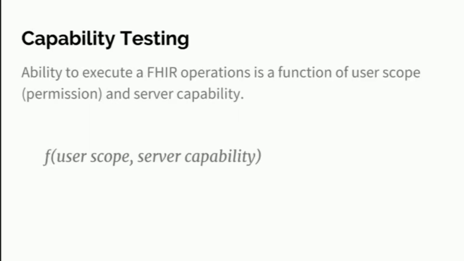So capability testing, the non-build-it-multiple-times approach, is using the capabilities of your FHIR server to see what you can do. Turns out it's a function of two things: user scope, the thing you do during the OAuth 2 dance, like what you're asking permissions for or what the server's giving you permissions to do, and then the server capabilities themselves.